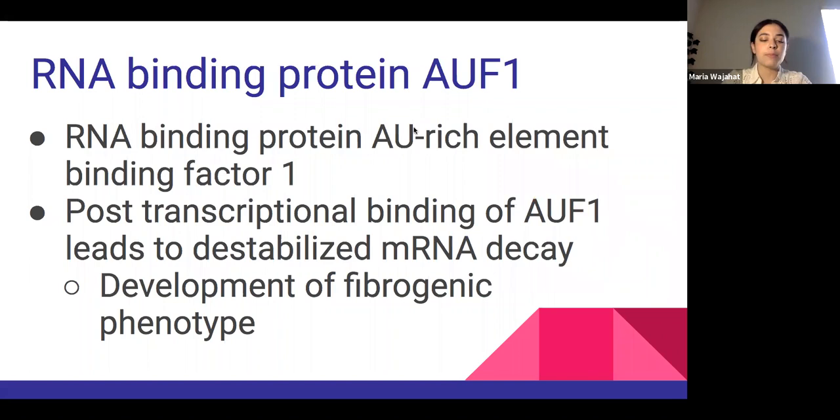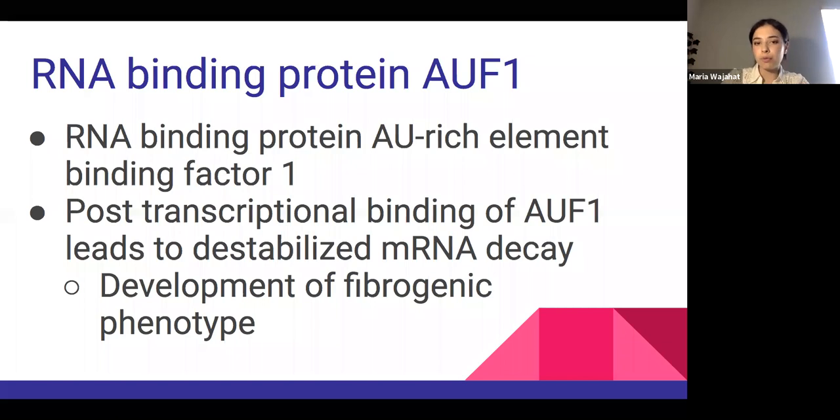Another element that's already been identified as playing a role in IPF is RNA binding protein AUF1, also known as AU-rich element binding factor 1, which is a mouthful. The hypothesis here is that the post-transcriptional binding of AUF1 leads to destabilized messenger RNA decay, which means that these transcripts are decaying at a faster rate, so they're not around as long. And this can lead to the development of the fibrogenic phenotype.